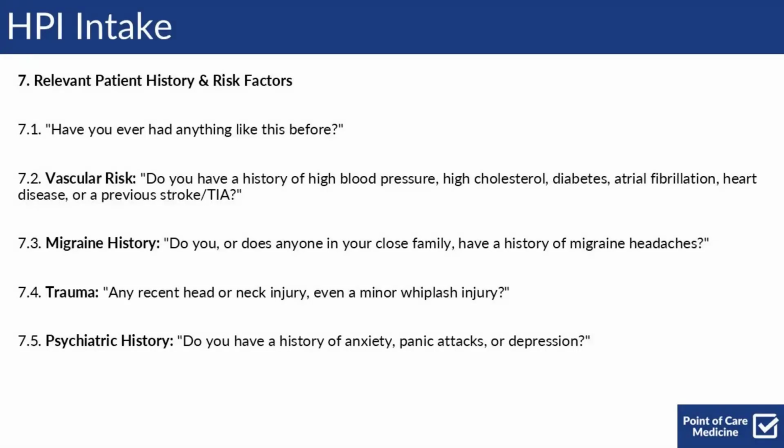Finally, review the patient's history, risk factors, and medications. Ask about any prior episodes. Review their cardiovascular risk factors like hypertension, high cholesterol, diabetes, AFib, or a previous stroke or TIA. Ask about a personal or family history of migraine headaches. And check for any recent head or neck trauma. Ask about any history of anxiety, panic attacks, or depression.